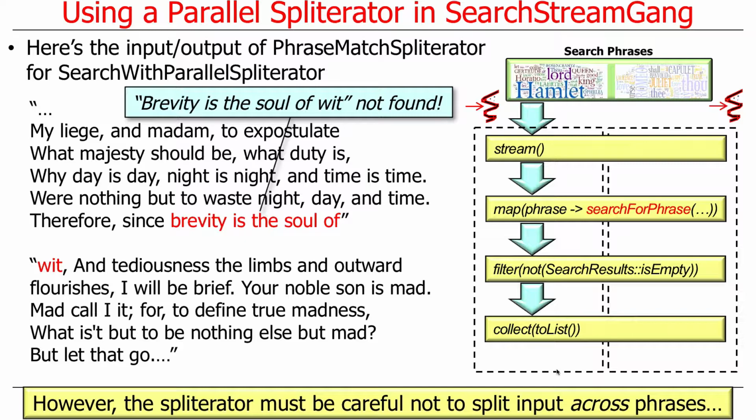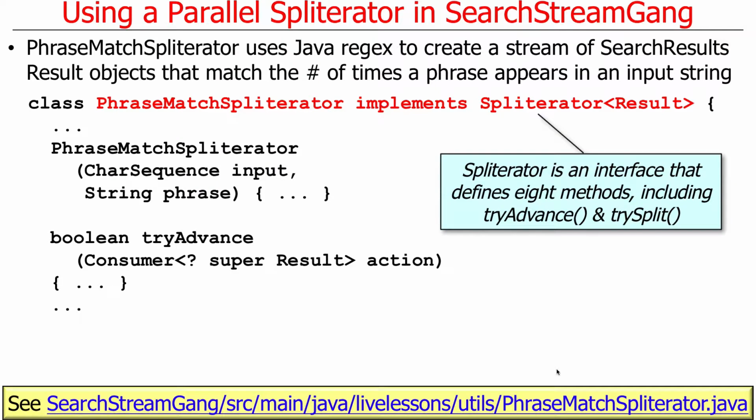So the trick here is to write a spliterator that is careful to split as equally as possible, because we still want to have things pretty much balanced, and as quickly as possible, because we don't want to do a linear search to find this stuff, but we don't want to split the input across phrases. So that's where things get tricky. Let's take a look at how we could do that.